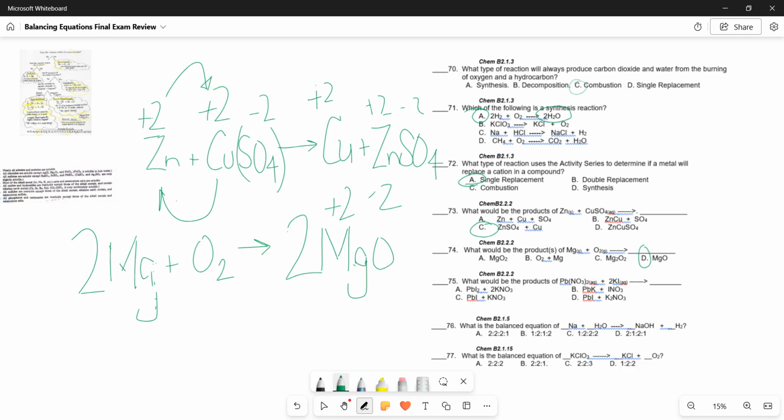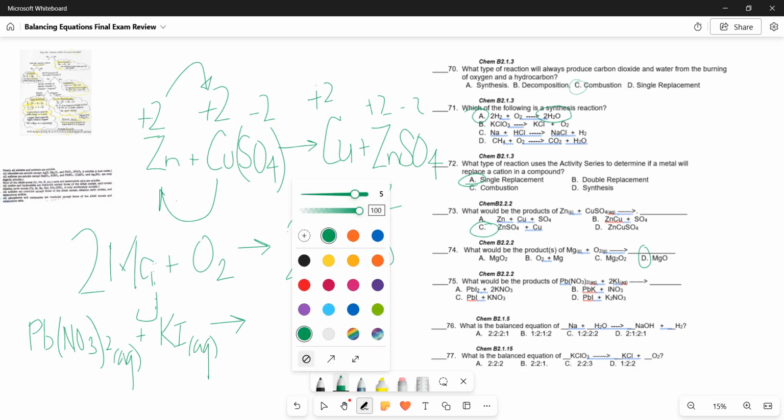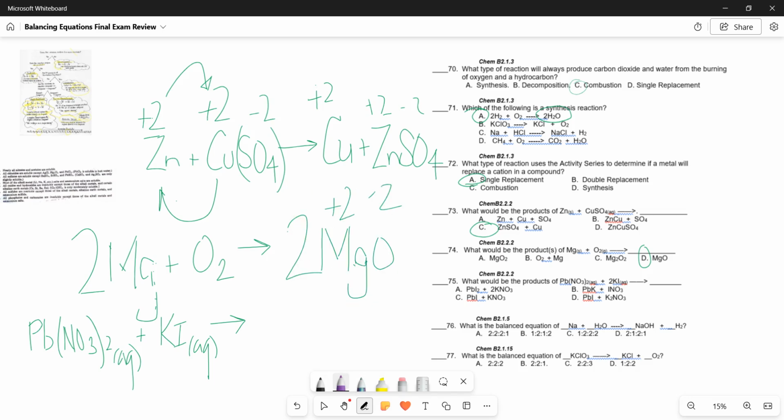All right, 75. What would be the products of lead nitrate plus potassium iodide? So we have Pb(NO3)2, and this is aqueous, meaning it dissolves in water, plus potassium iodide, and it's aqueous, and it's in water. And like replaces like. So if I put the charges here, the nitrate is a polyatomic ion with a -1. It takes 2 of them to match the lead, so this is a +2. This is a 1-to-1. If we look this up, this is +1 and -1.